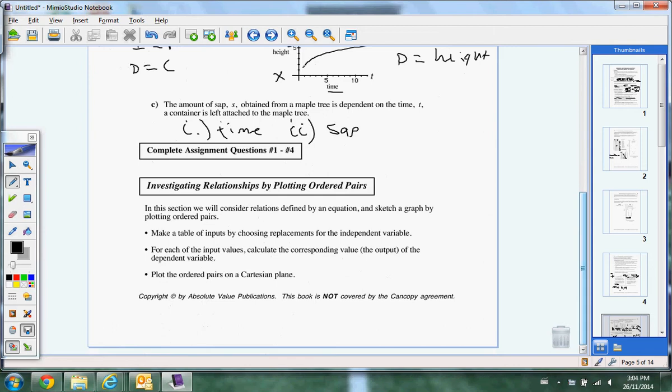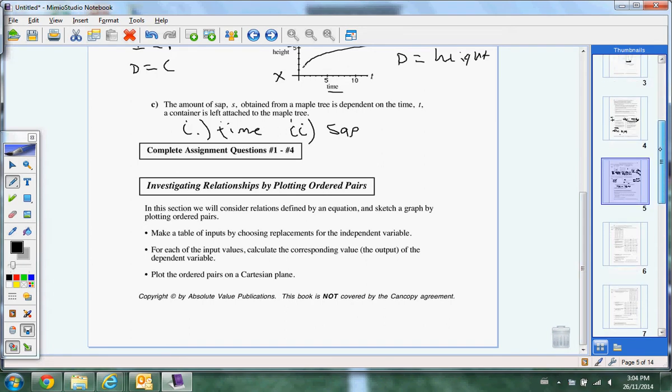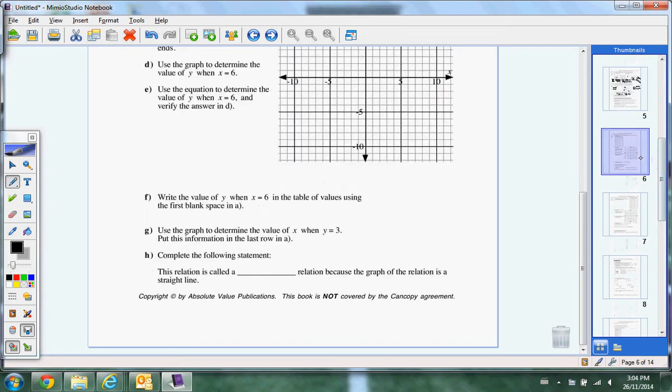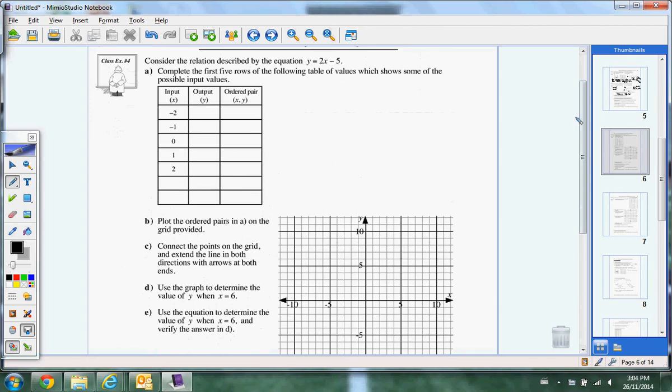In this section, we'll consider relations defined by an equation and sketch a graph by plotting ordered pairs. Make a table of inputs by choosing replacements for the independent variable. So you can place these on a coordinate grid to investigate what your relationship looks like. We'll get to that, and then we should be done. It's going to be a time crunch. There's only one problem right here. Should go fast.